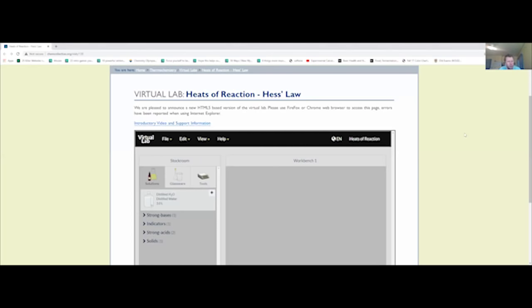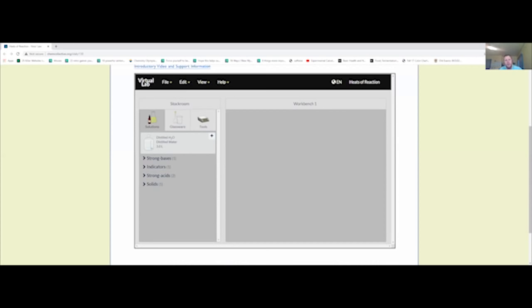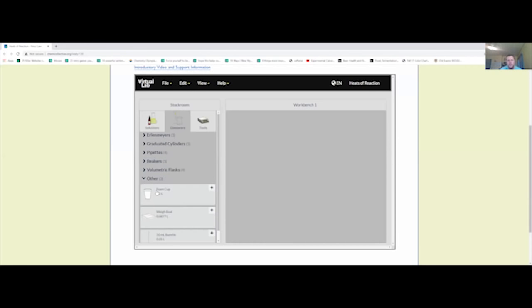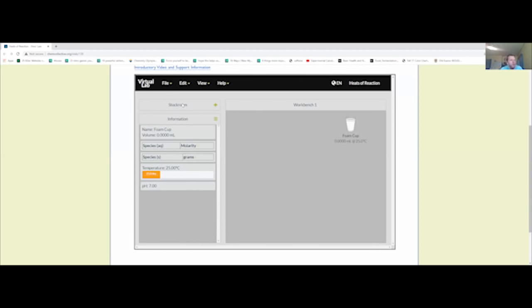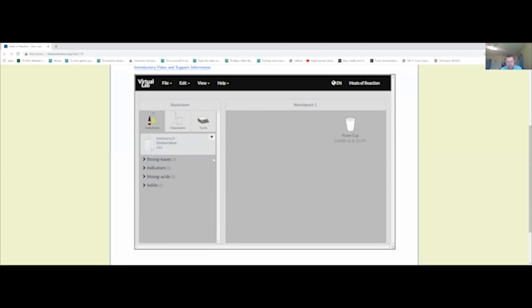Okay, so here's my workbench. My procedure tells me that I need to do a couple of things. First thing that I need to do is go to my stockroom and go get some foam cups. I need a grand total of 3 foam cups for trials 1, 2, and 3. I'm only going to do trial number 1. It's up to y'all to do trials 2 and 3. Foam cup added.